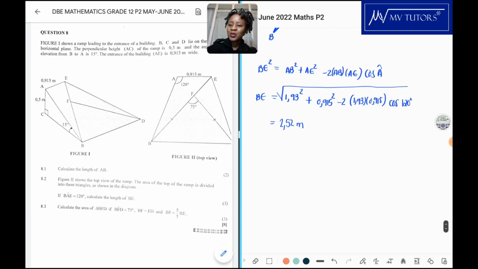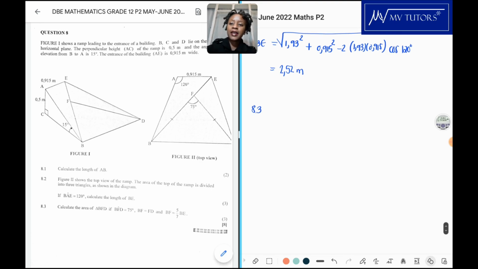And now the last question. They say we should calculate the area of triangle BFD, if the angle F is 75 degrees, and we know that BF is equal to FD, so we have a nice isosceles triangle, and also BF is 5 over 7 BE. So we're going to sketch this triangle just so that we can put the information that we know in. It's not the best triangle, but we'll work with what we have.